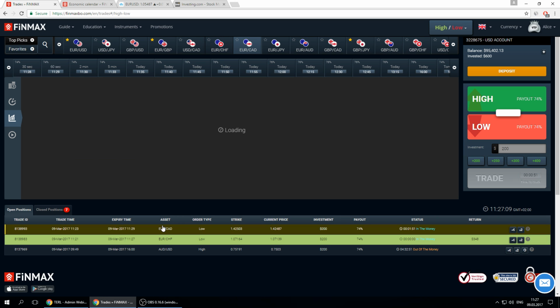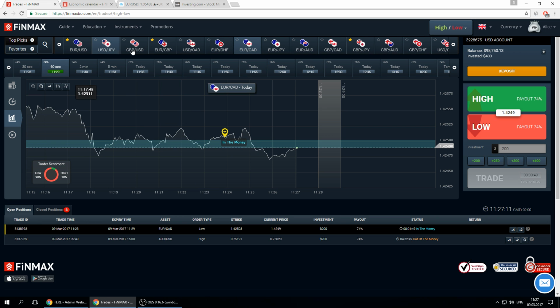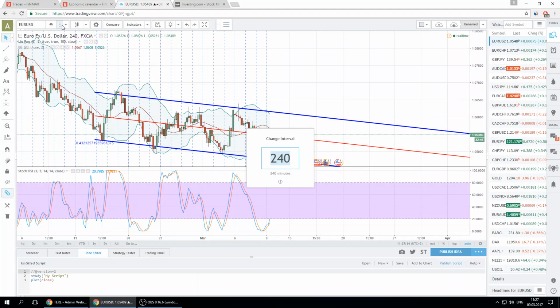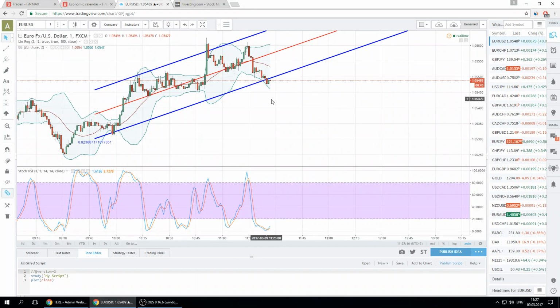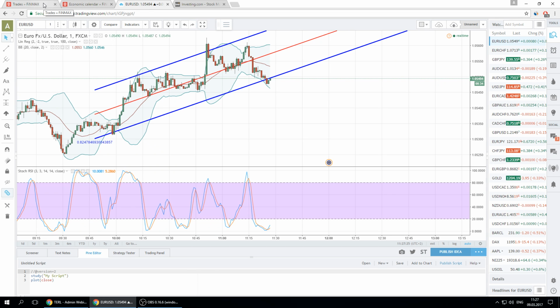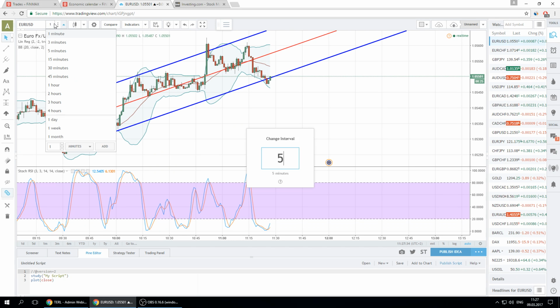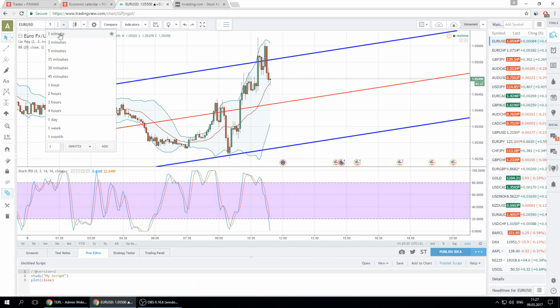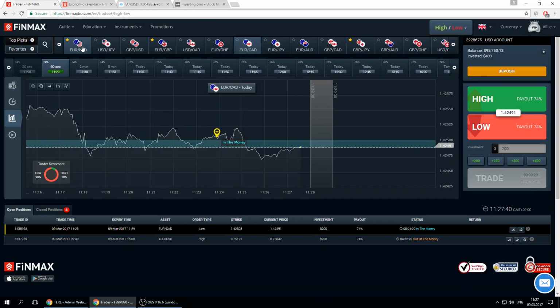Okay, in the money. Let's see what we've got here on Canadian. For now in the money as well, which is good. Okay, and then the 1 minute time frame. Within 1 minute, we see that the direction is changing, so we can try to make money on that. Let's switch to 5. Yep. Euro USD.